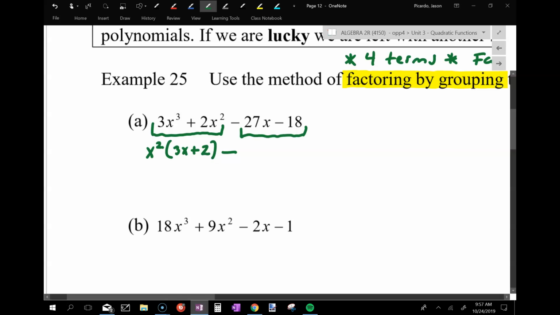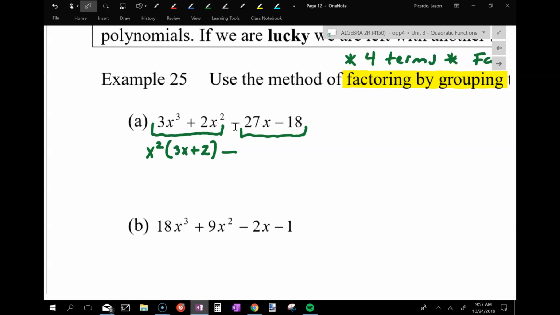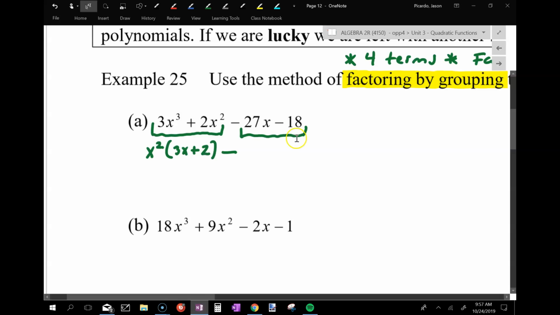All right, minus. What's the GCF here? Well, it can't be 27 because 18 is smaller, but 18 doesn't go into 27. What's the next, hang on. What's the next biggest factor of 27? 9. Oh, I'm sorry, I said the wrong thing. What's the next biggest factor of 18? 9. Does 9 go into 27? Yes. So 9 is the GCF.